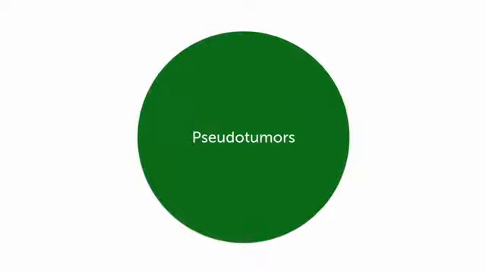So let's start with pseudotumors, structures which are in the heart and belong in the heart and are not really a pathology. We have to know what structures we can find. And let us start with the right atrium.